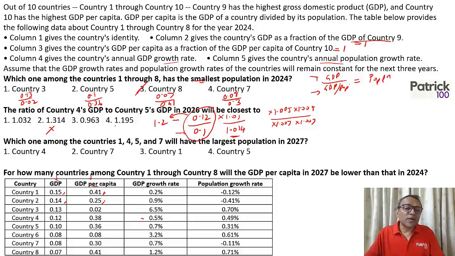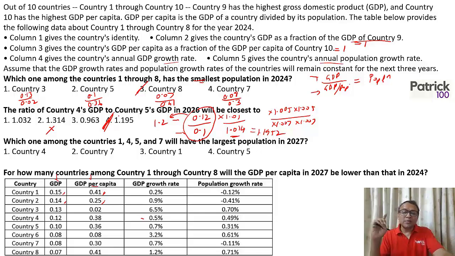Something will be 1.19. You can directly mark the answer as 4 if you understand approximation. If not, you can calculate this and then go about it. I'm using the calci and calculating. So you have 1.2, which is already into 1.01, and divide by 1.014. You get 1.1952. So basically you get the fourth option as the answer.